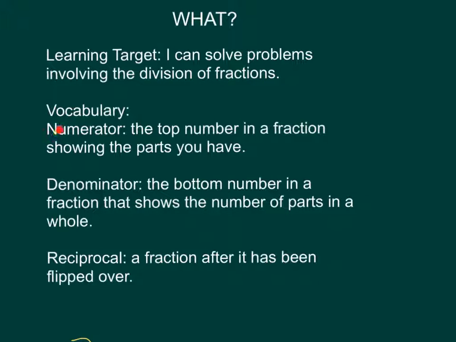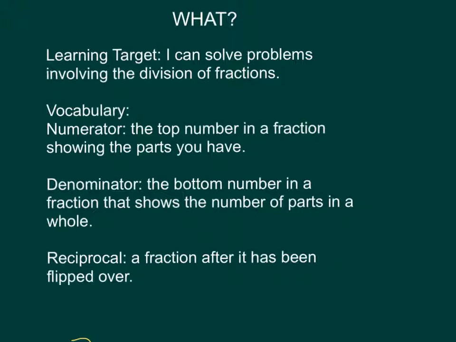Now today's vocabulary, you're not even going to need to know this vocabulary for today's lesson, but you should know it from before, and we'll talk about it later, so it's just common knowledge. Numerator, that's the top number in a fraction showing the parts that you have. Denominator is the bottom number in a fraction that shows the number of parts in a whole. And a reciprocal, which you may not know, is a fraction after it's been flipped over.